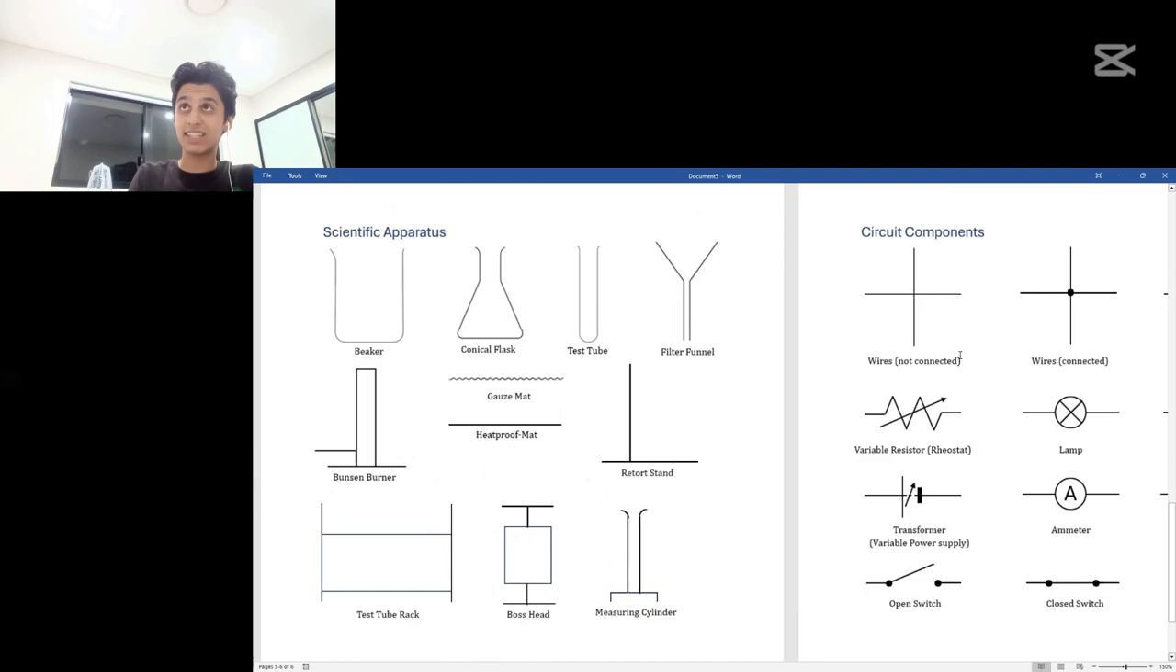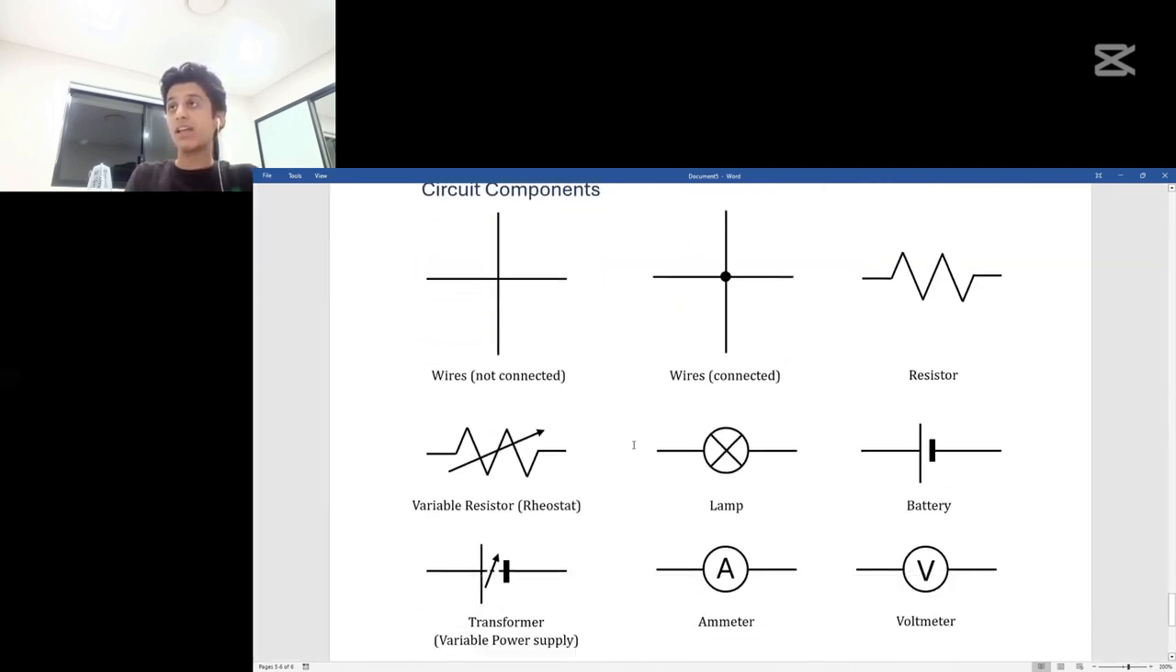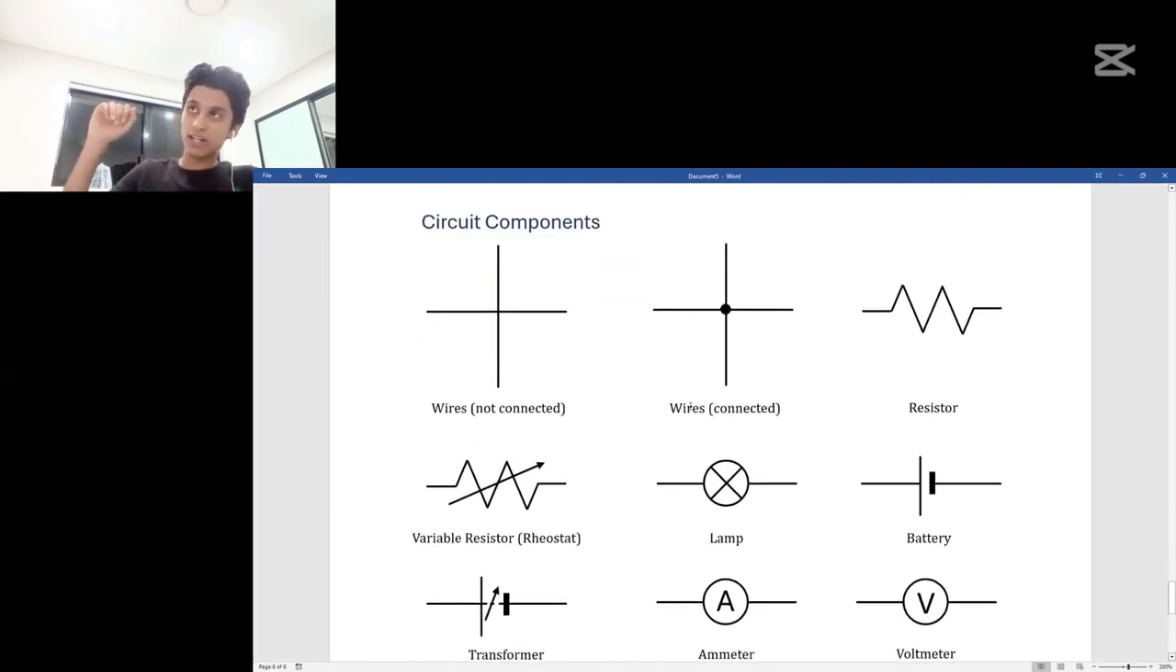Okay, done. Let's take a look at circuit components. This is wires when they're not connected, wires when they're connected. This is what a resistor looks like. This is what a variable resistor looks like, a rheostat. That's what a lamp looks like with the X. There's another way of drawing it where you draw the ohm symbol, and I guess that one's more accurate than this because this can be any electrical component, but the one with the ohm symbol is specifically a lamp. I think both are fine, but always check with your institution.